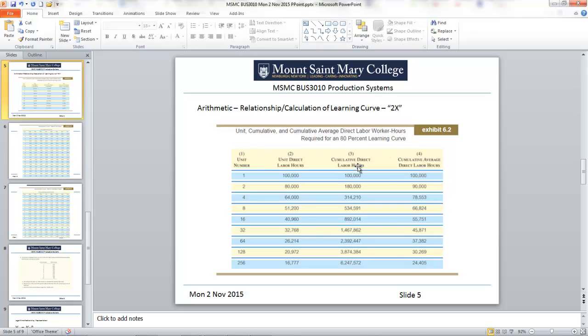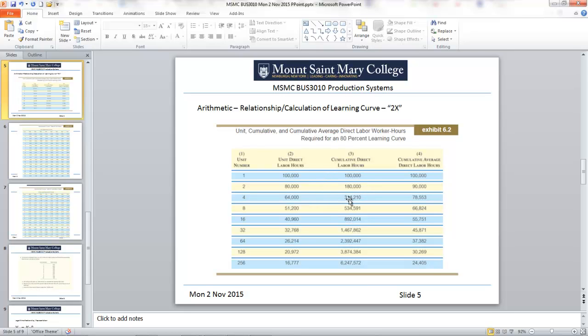The second column is a relationship we need to keep in mind. There are tables coming up, we can see them coming up over here, we'll explain. The cumulative direct labor hours is just the amount of time it took to get through the first 8. So when we look over here, we can see it took 100,000 hours for the first unit. It took 80,000 for the second. So cumulatively, you add the 100 for the first, the 80 for the second, and it took us a total of 180,000 hours to get through the second airplane build.